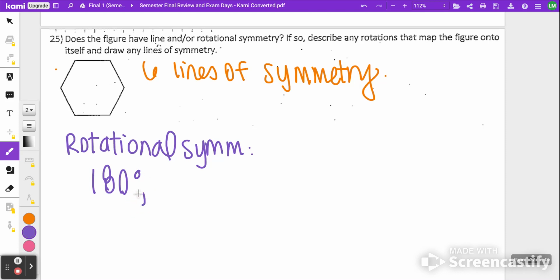So your rotational symmetry could also happen at 2 other places. You want to think about it this way. Since this figure has 6 sides, that means every 60 degrees you're going to have rotational symmetry. So you could start at a 60-degree rotation, 120 would end up being next, and then the third one would be 180. Okay.